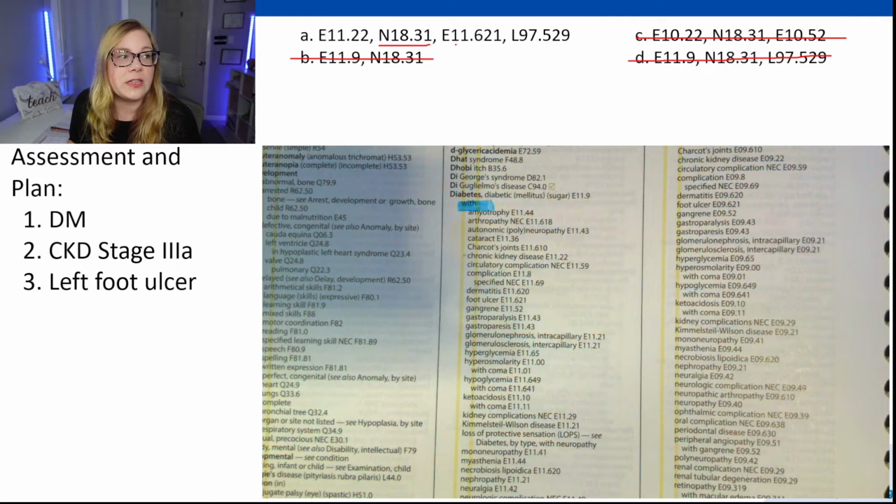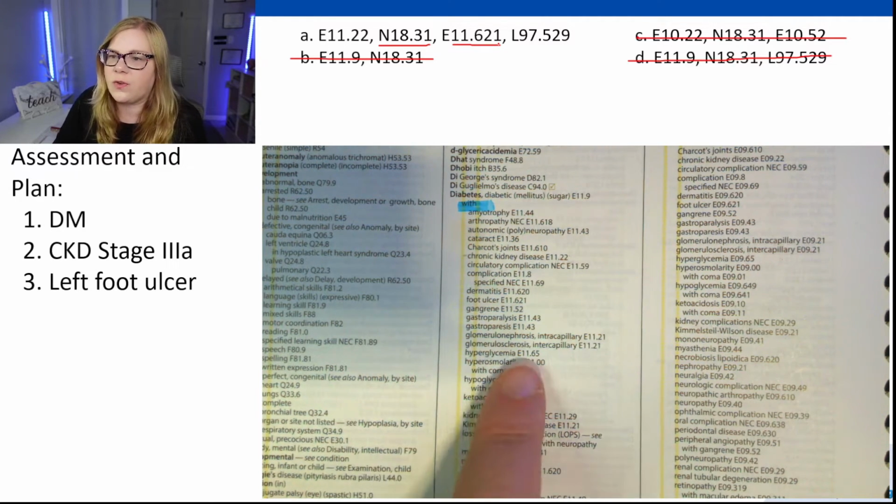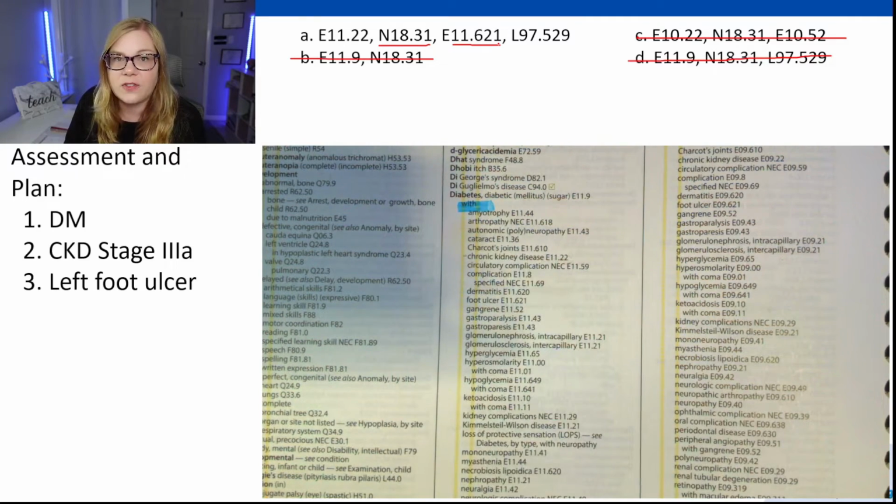Now we also use E11.621 for diabetes with the foot ulcers. We can use as many codes as needed to define the different types of diabetic complications that a patient has.